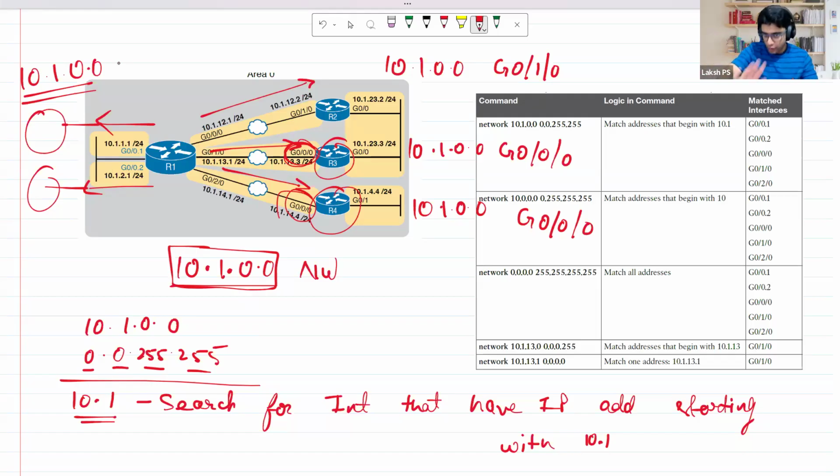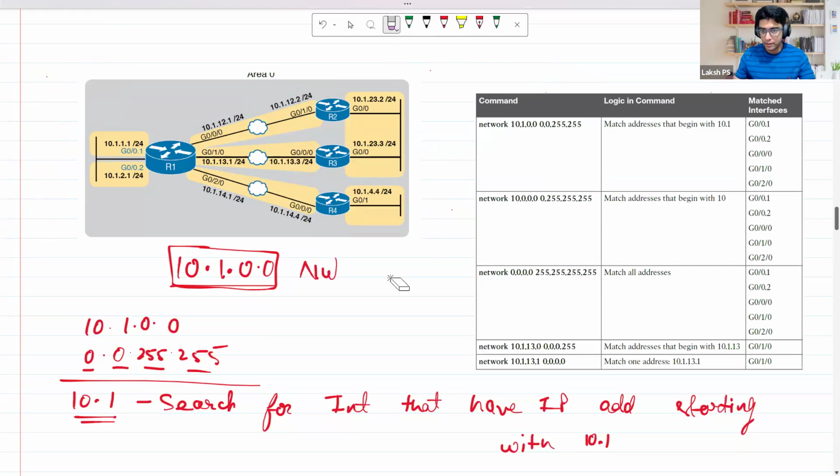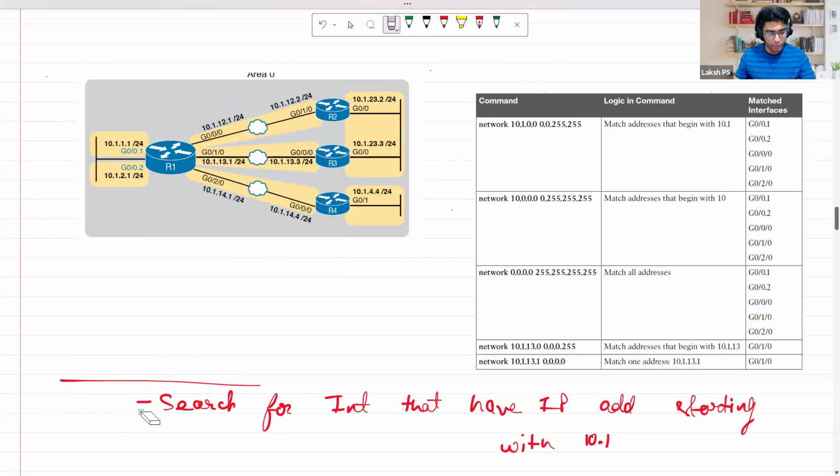If you are confused, it's okay. It's okay to be confused. We will look at different combinations of the network command and wildcard mask in order to understand this even better. But if you have understood till here, are you guys with me? It's a little bit confusing with those masks. Yeah, no problem.